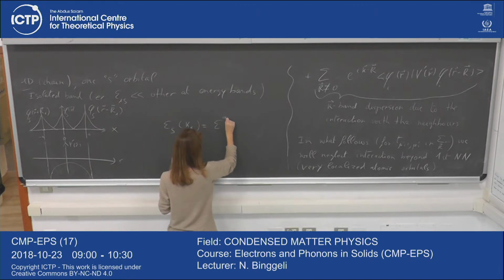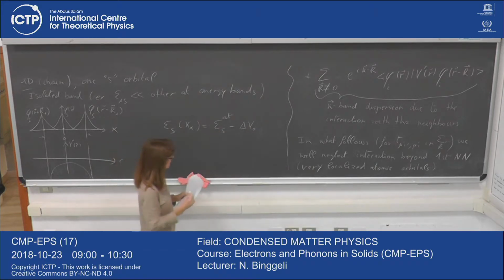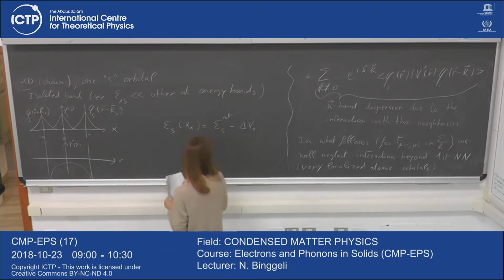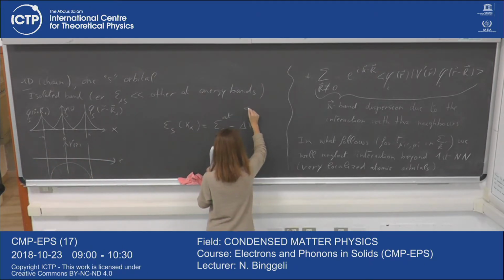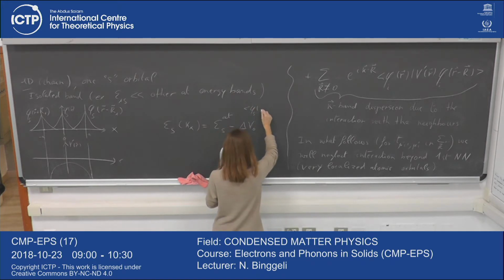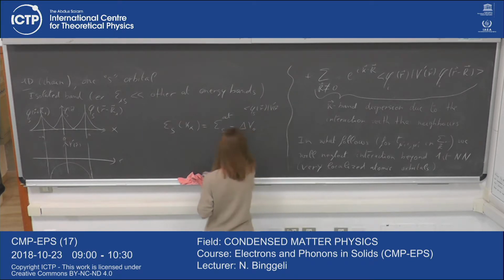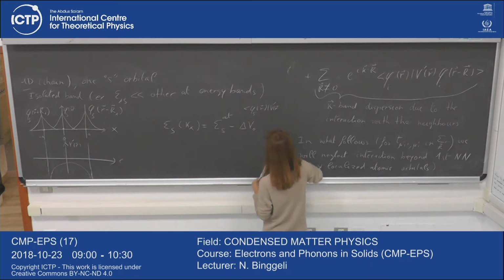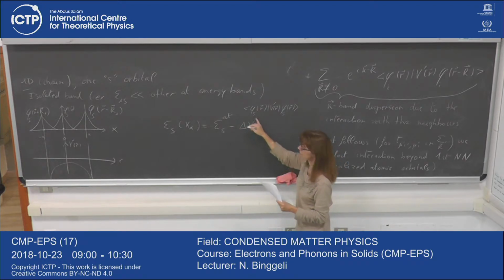It's going to be given by the atomic energy minus the shift due to the crystal field, the constant shift, which I will call delta V0, and I know that this will be negative because it is just the matrix element of the wave function at the origin times the crystal field times the wave function again at the origin. So this is my correction.